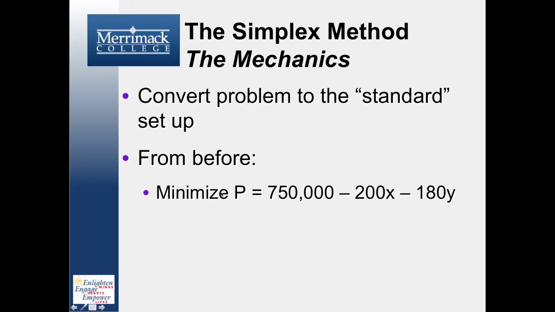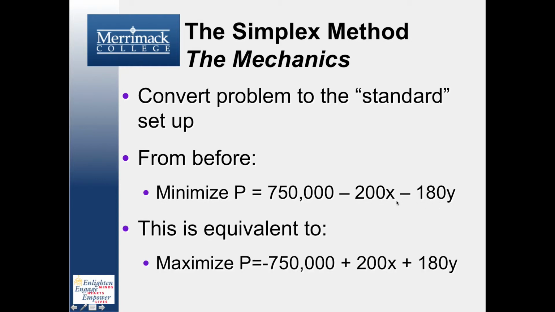So here's that same example. I think it's the same one. I'm using an x and a y instead of x1, x2. So this is minimized, but I have to change this to maximize to get it into a standard setup. So I can just multiply this by -1, and this is the same thing. If I minimize this, I've maximized this, and vice versa. So that's the first step.